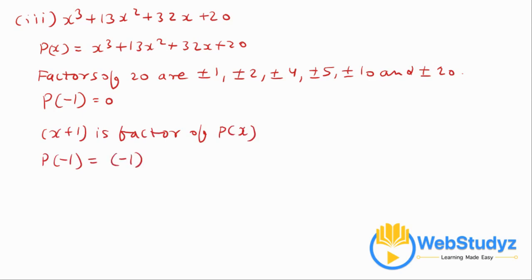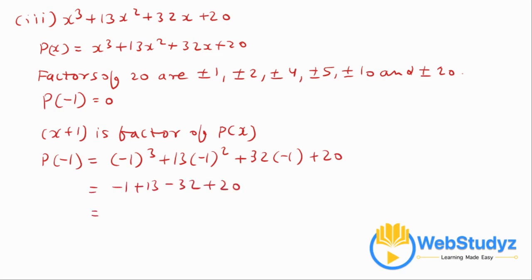That means if we put the value of x as minus 1 in this expression, let's put it. So this will be minus 1 cube plus 13 into minus 1 square plus 32 into minus 1 plus 20. This should be equal to 0. Let's check. This will be minus 1 plus 13 minus 32 plus 20, so minus 33 plus 33. So this will be equal to 0. That means yes, x plus 1 is a factor of p(x).